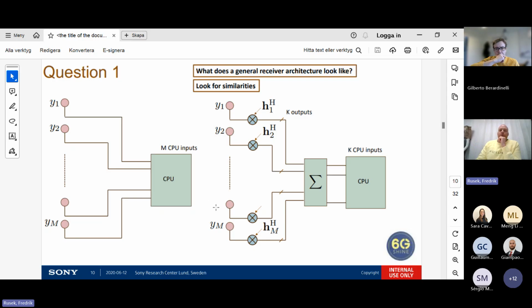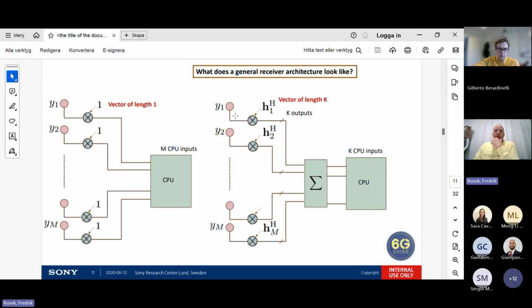So we look for similarities, and we can see one thing here. If you look after this vector multiplication, you have k outputs, and then you are summing up here. But I can actually write these k outputs and the vector multiplication in the simple receiver. I can express my output as the input multiplied by a vector of length 1, and the vector happens to be just 1. I have changed absolutely nothing.